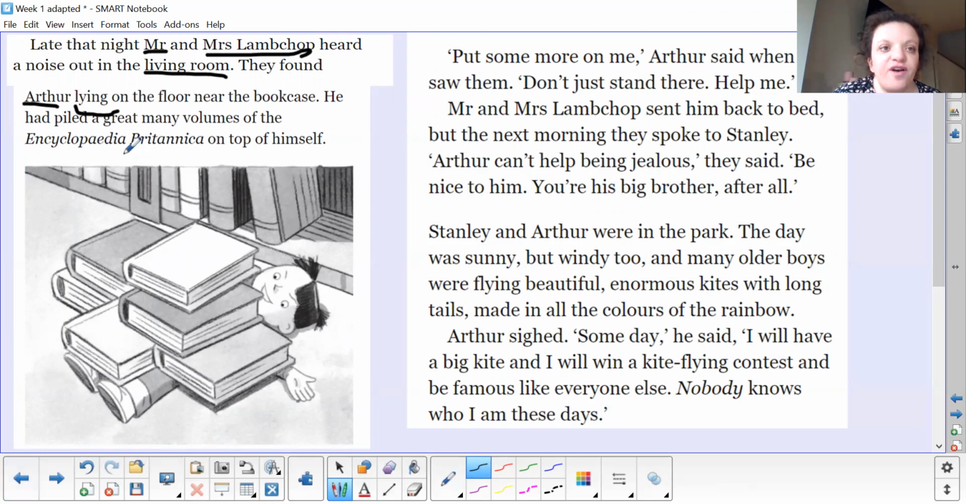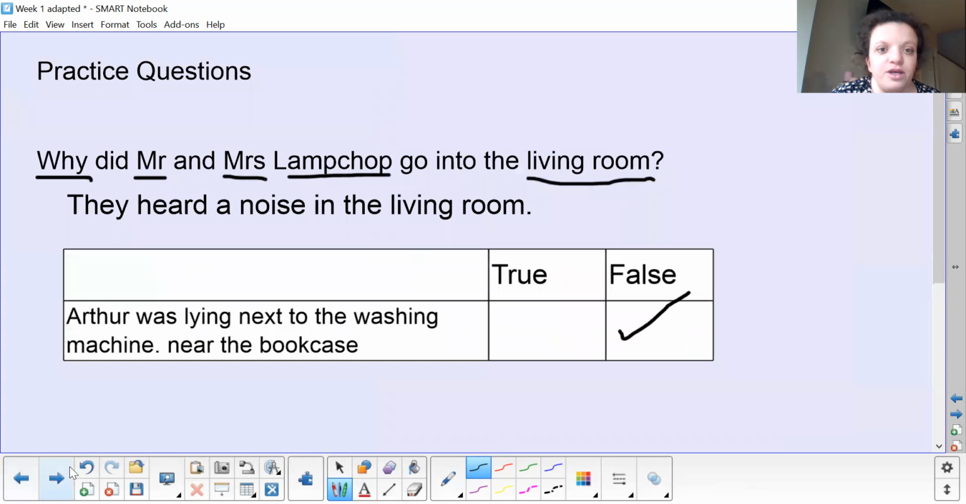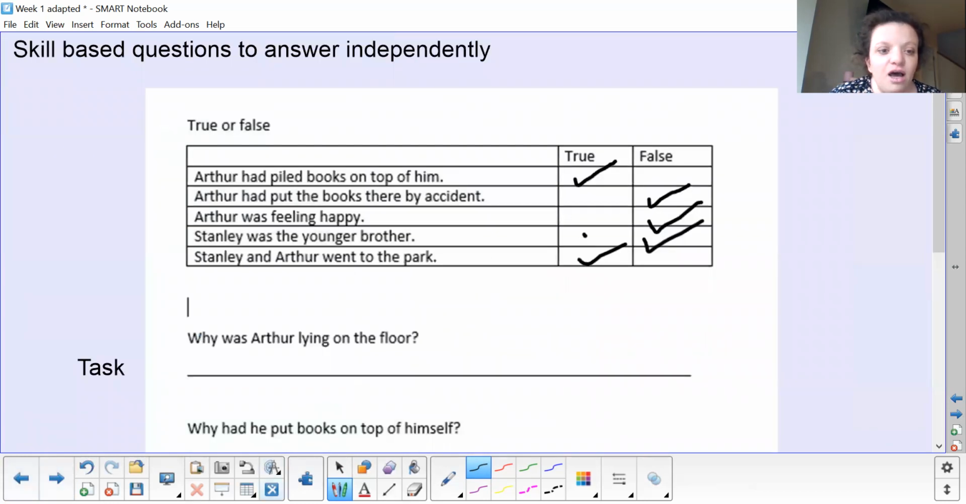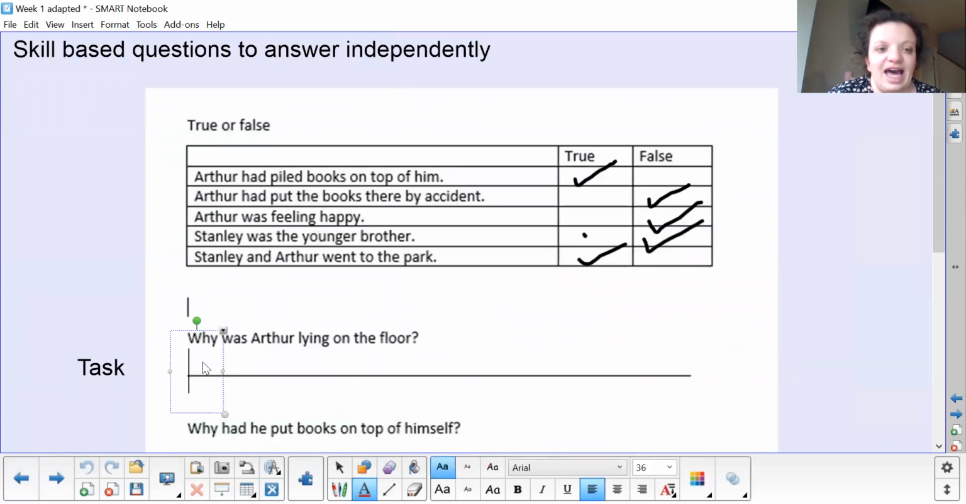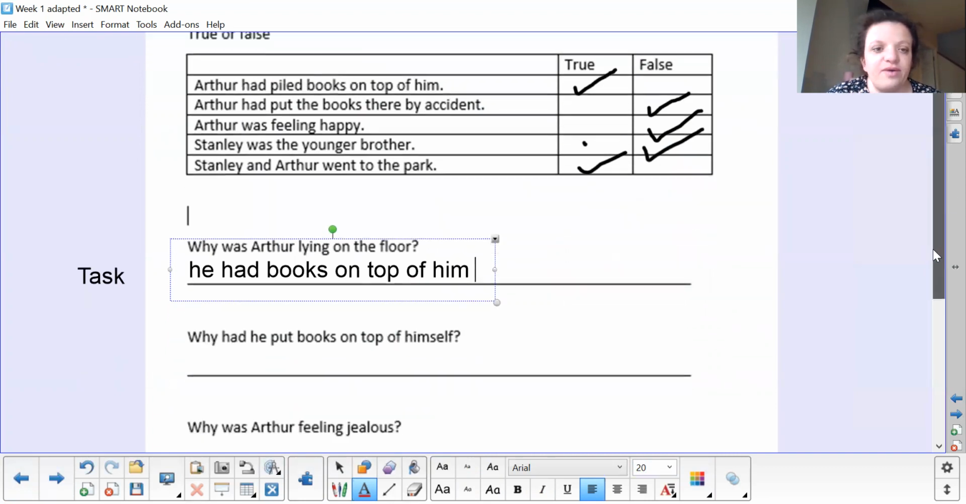Okay, well done. So if I read this, they found Arthur lying on the floor near the bookcase. He had piled a great many volumes of the Encyclopedia Britannica on top of himself. So the reason he was lying on the floor, he had books on top of him. Okay, well done if you got that one right.